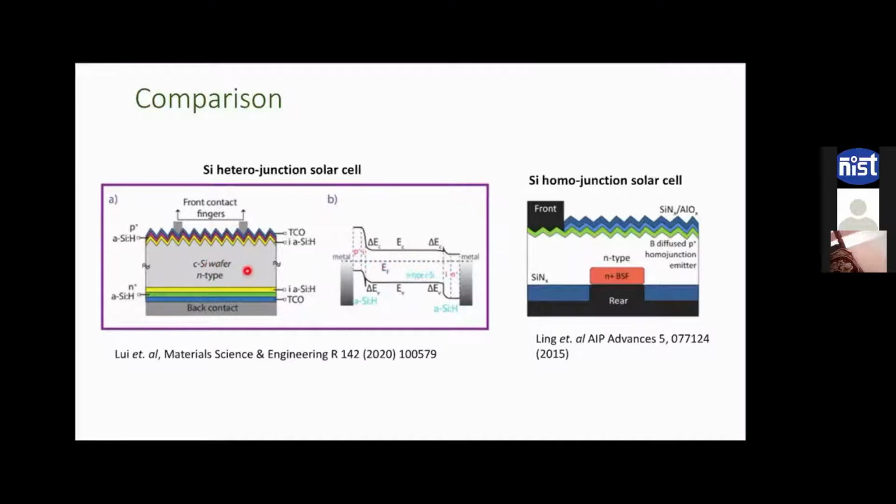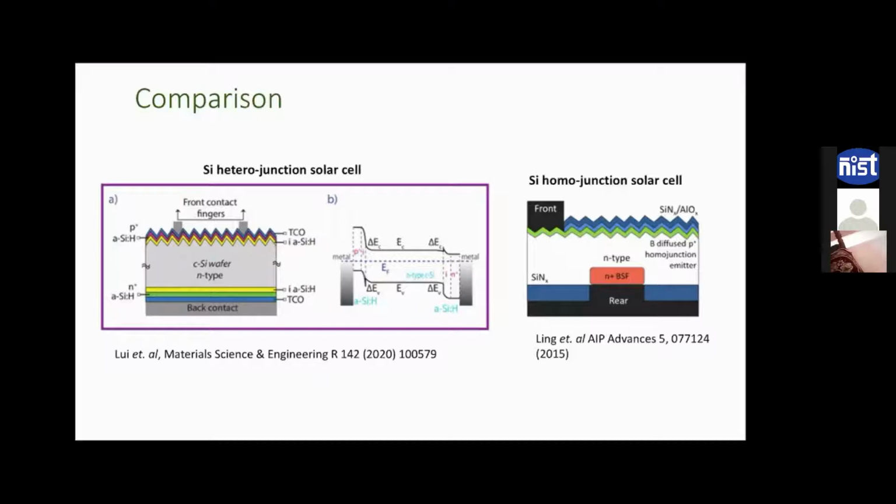In this particular example, the p-type amorphous silicon forms the hole transport layer at the front side of this heterojunction solar cell to collect holes from the front fingers. And this n-type amorphous silicon layer forms a heterojunction and an electron transport layer to collect electrons from the back side of this crystalline silicon absorber.